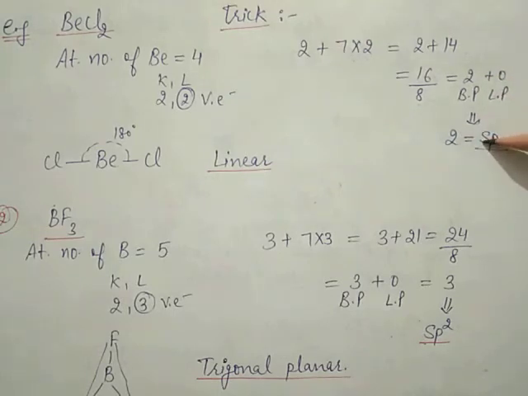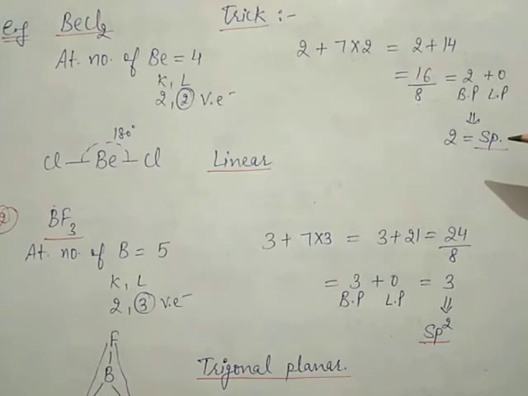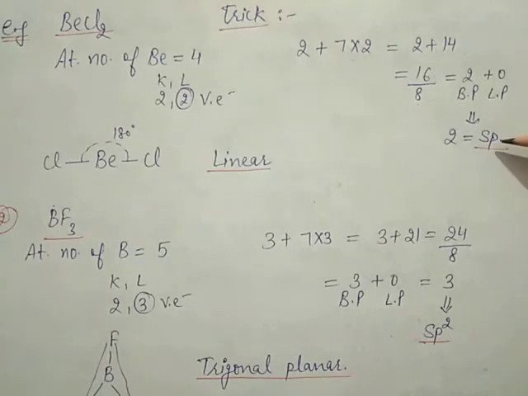2 means one s orbital and one p orbital. So these s and p orbitals mix with each other and combine to form a hybrid orbital. This phenomenon is called hybridization. Hybridization means mixing of orbitals. So it will form sp orbitals, so it will form sp hybridization.